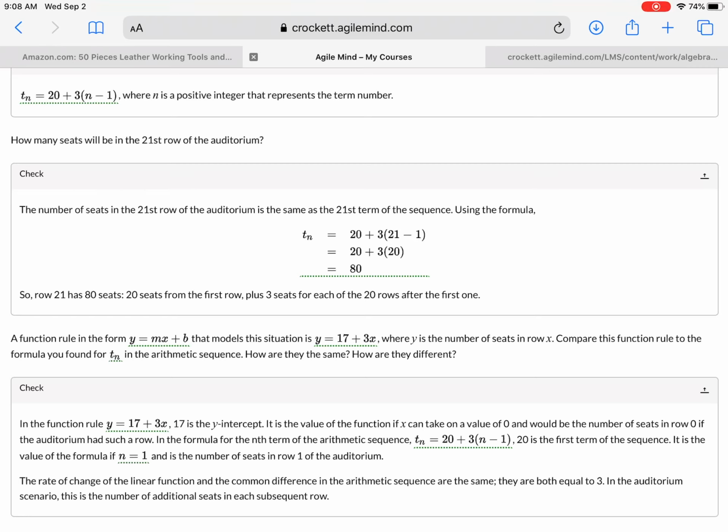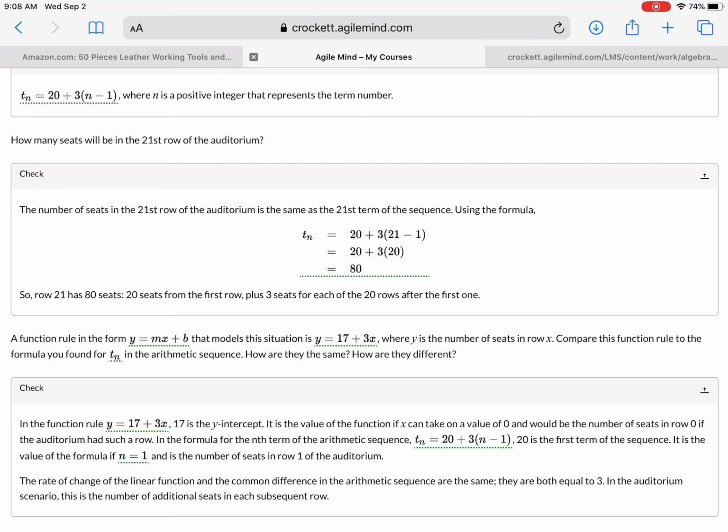In the first one, 17 plus 3x. 17 is the y-intercept. Okay? It is the value of the function if x can take on a value of 0. So if we were to plug in 0 for x, we would just get 17. However, if we plug in 1, we have 17 plus 3, which is 20, which, remember, is our first term. Okay, so that's what that's talking about.